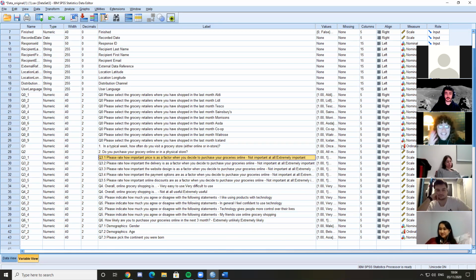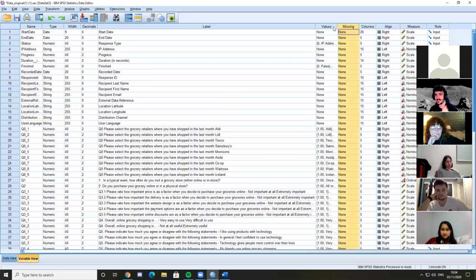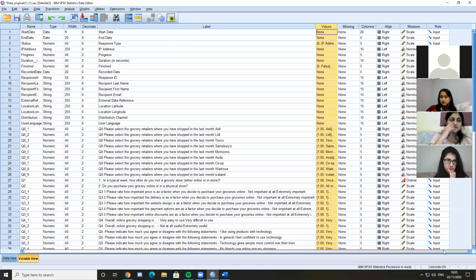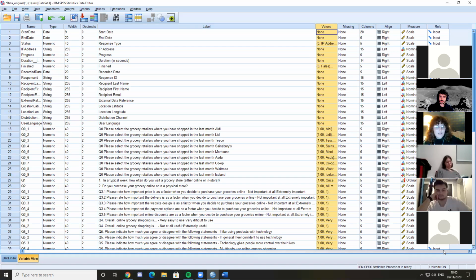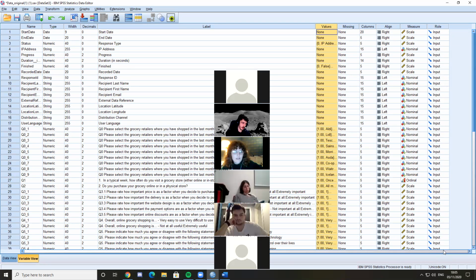But now, before we start getting excited, does anyone not understand anything when it comes to data view, variable view, measurements, missing values, labels, anything? Now is the time. Yeah, I do have a question. Go on. It may sound very stupid, but why do we get to change the measure manually from nominal to scale or from scale to nominal? Why do we do that?